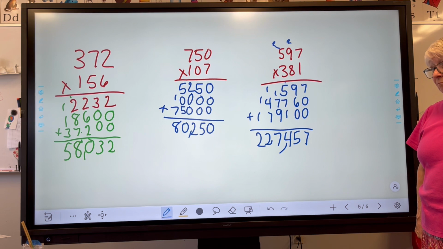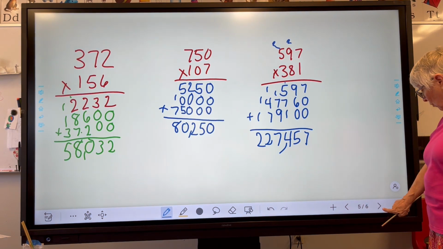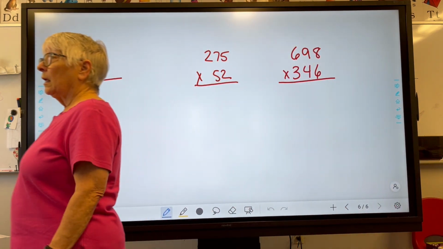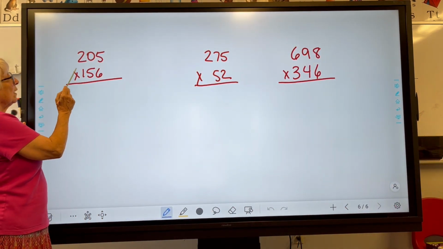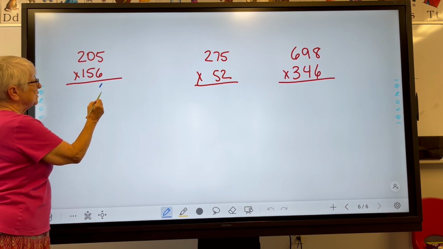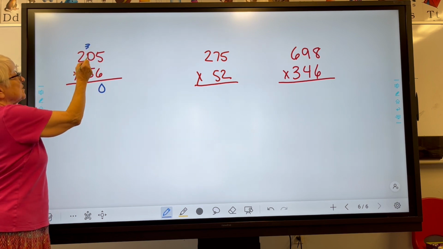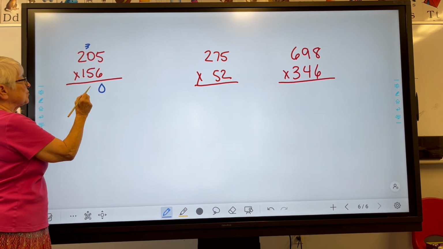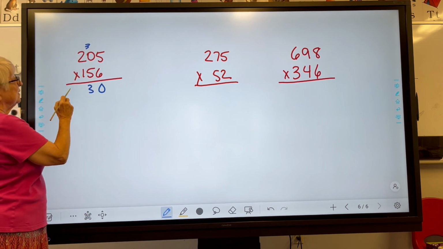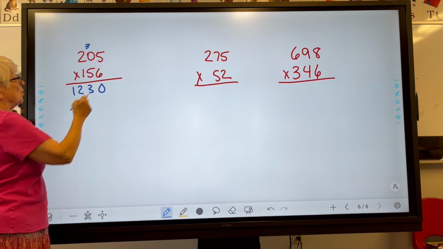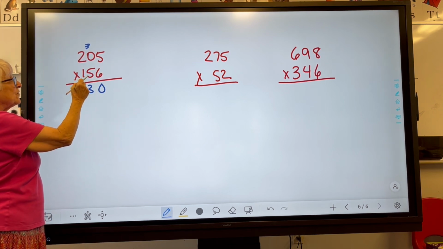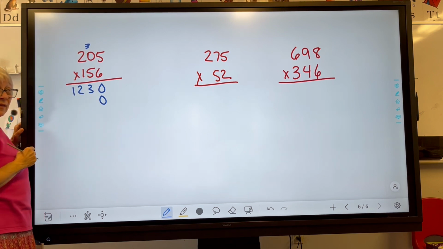227,457. Okay. Now let's see about these. We start with a 6 because it's in the ones place. 6 times 5 is 30. 6 times 0 is 0, plus 3 is 3. 6 times 2 is 12. So 6 times 205 is 1,230. But this is a 50, so we have to put in that 0.